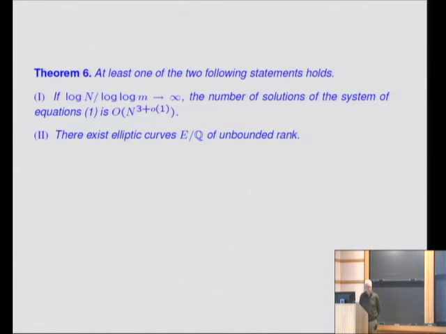If the log of the number of representations divided by the double log of the number n goes to infinity, well, the first possibility is that the number of solutions in the equation is n to the power 3 plus little o(1). Unfortunately, the bound before is bad if the rank gets bigger and bigger. But in this case, if alternative 1 does not occur, it means that there are elliptic curves of unbounded rank. Now, the problem of the existence of elliptic curves of unbounded rank has been around for 50 years.